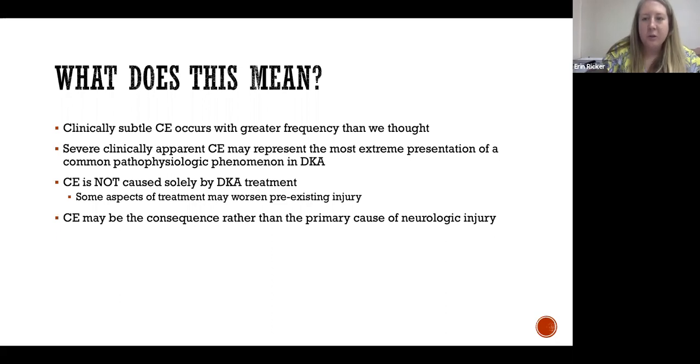Cerebral edema is not solely caused by DKA treatment, but some aspects of our treatment can make it worse. And so we don't want to cause worsening with what we're doing. Cerebral edema might actually be the consequence of a primary neurologic injury with that vasogenic edema rather than the cause of neurologic damage.